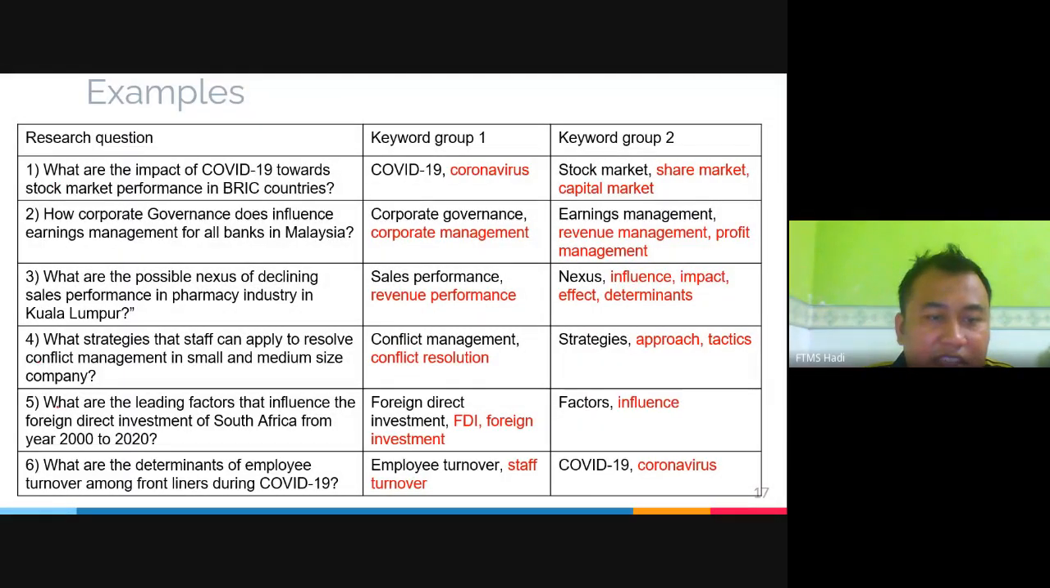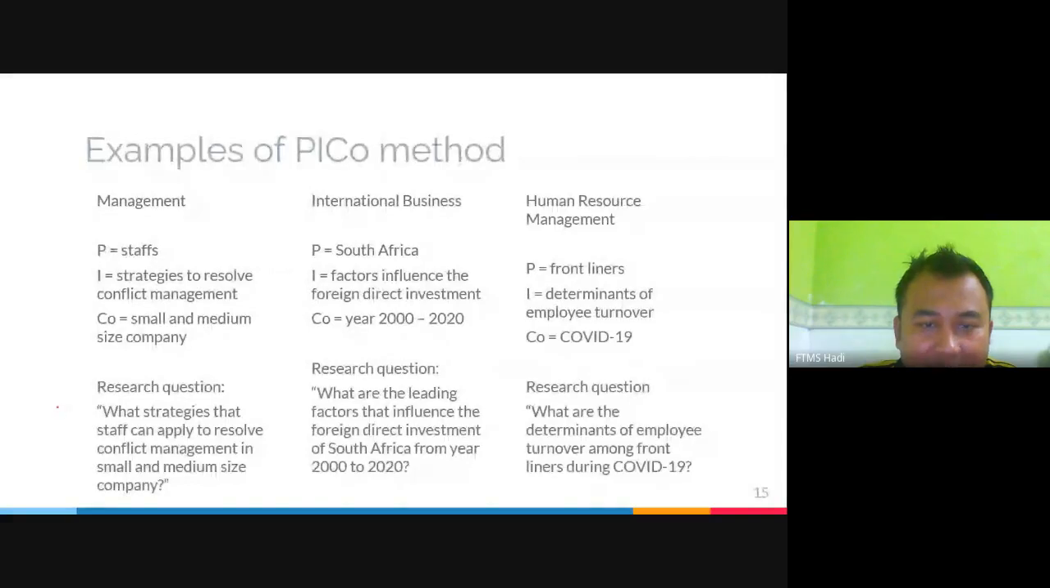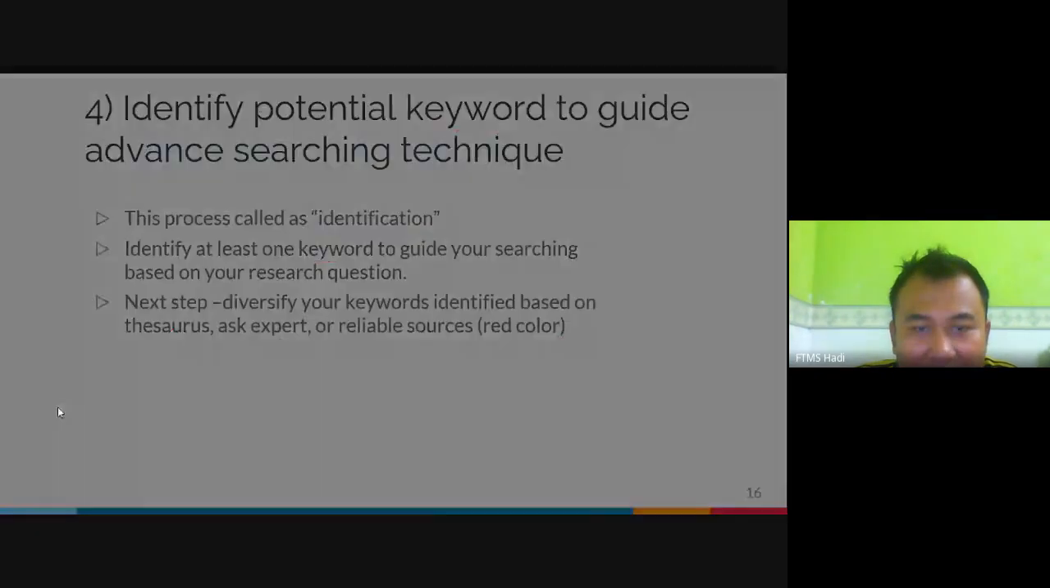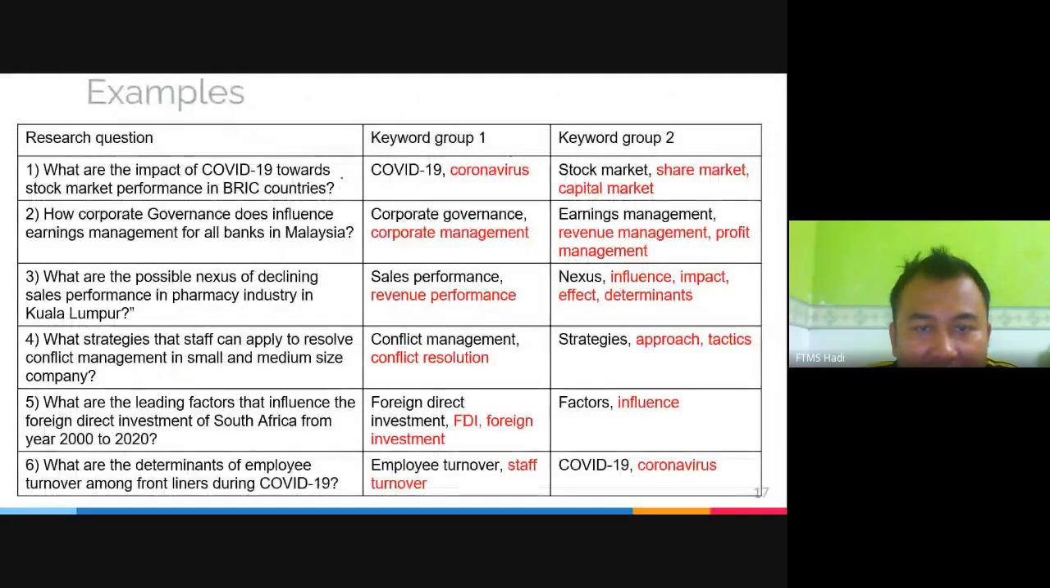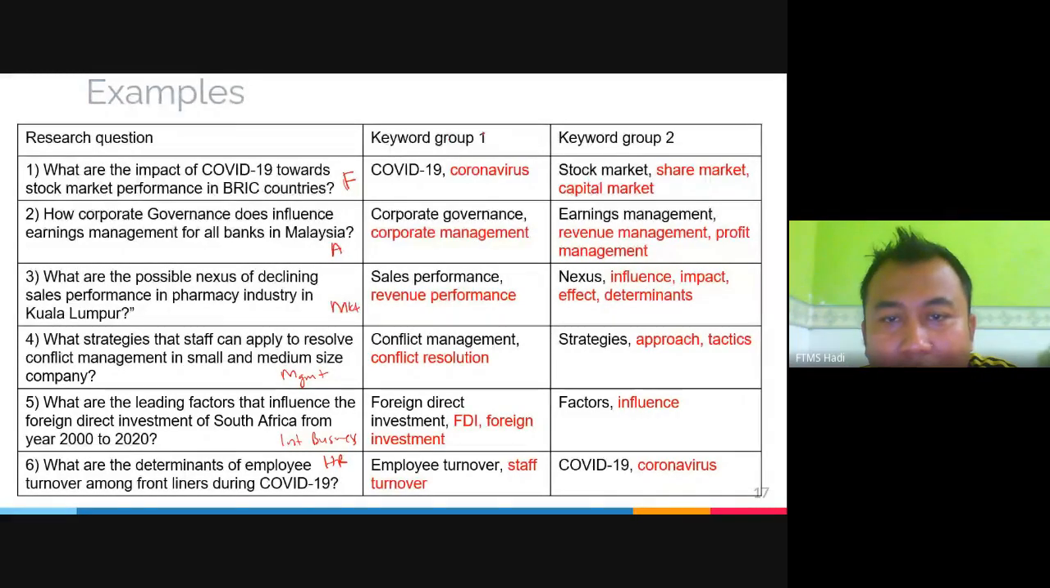Okay, let me show you the sixth one earlier. This is the six research questions that I came out with from this example. This is finance, this is accounting, this is marketing, this is management, this is international business or international management, this is HR. You see the keyword, one keyword, and then you can cluster into the same group. I will give you an example. What is the impact of COVID-19 towards stock market performance in BRIC countries?